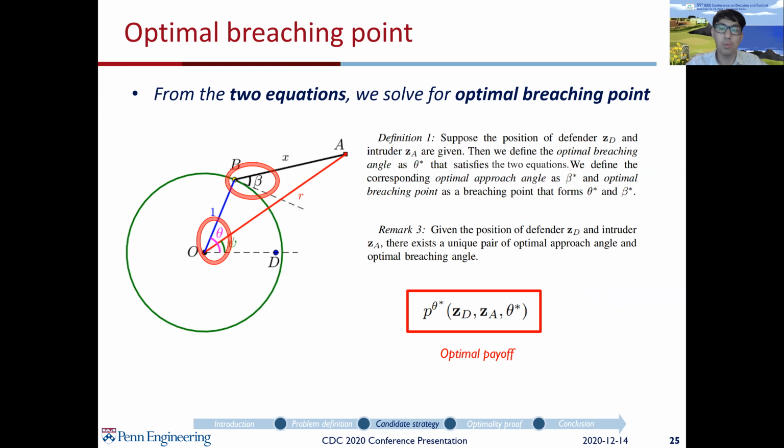And Definition 1 says that those variables satisfying those two equations are the optimal approach angle, beta star and theta star, and also the optimal breaching point. That's relating theta star and beta star. And the optimal payoff we can also express using the parameter theta star, as shown below.